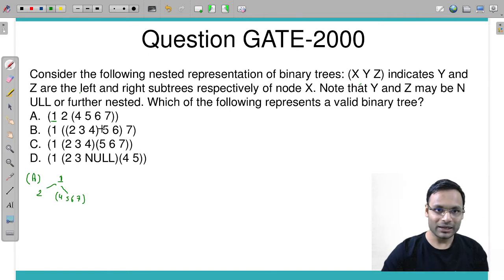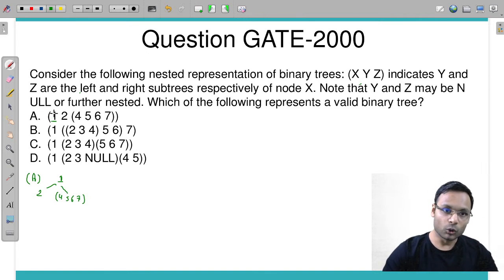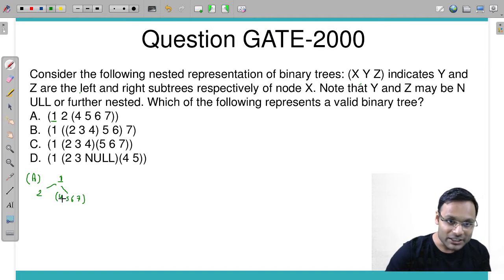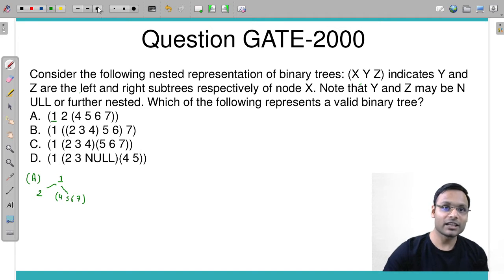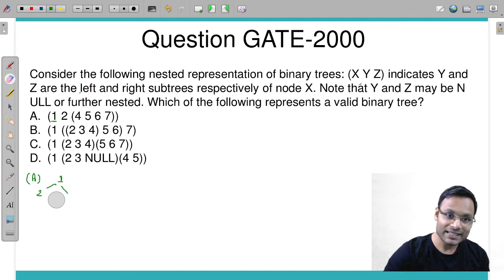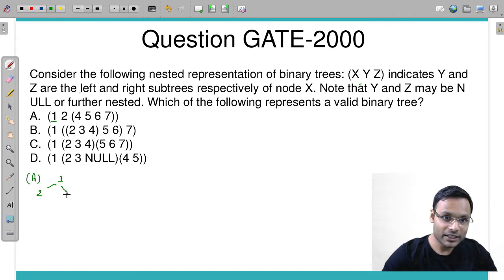Got it? Three quantities. First thing is root, second thing is left subtree, single node 2, right subtree is this, all nodes. Now let's expand this one also. If you are expanding 4, 5, 6, 7, first thing is root. Okay, first thing is root 4.